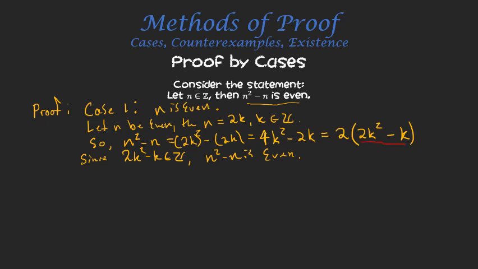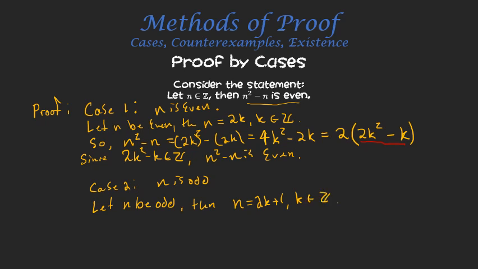So that's the first case is done, right? If n is even, this holds. And so let's check the second case. So what if n is odd? So in this case, we'll let n be odd. Then n equals 2k plus 1 for some integer k. So what happens when we square it and subtract itself?